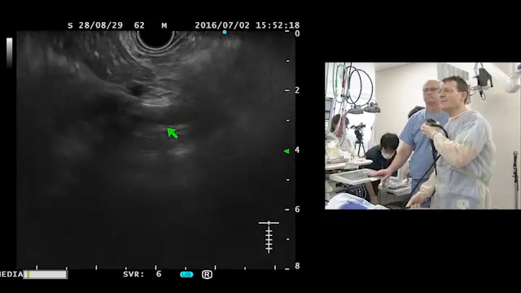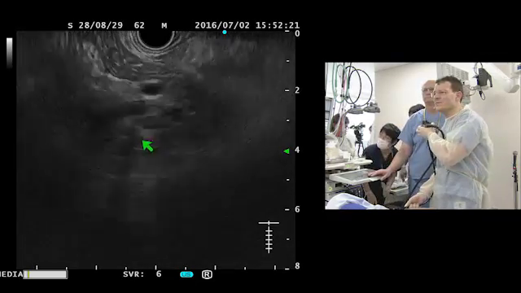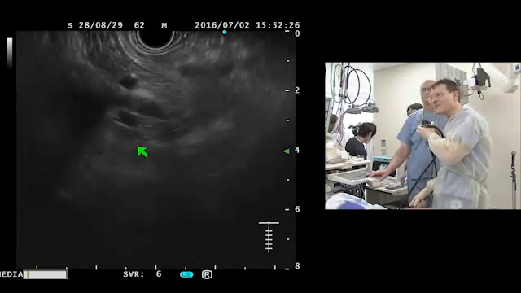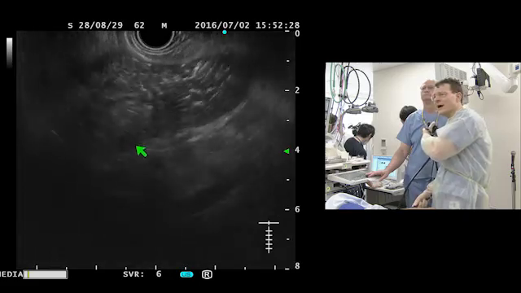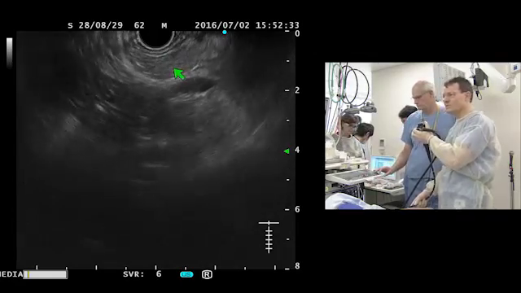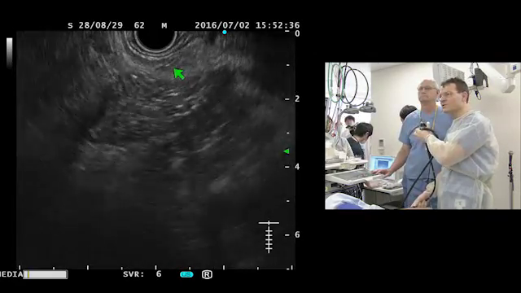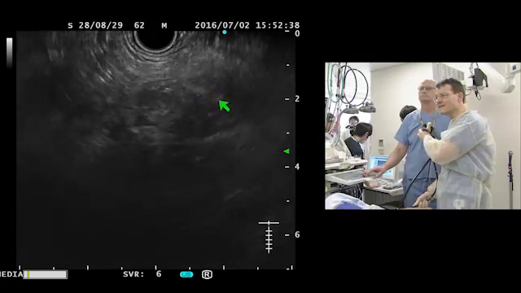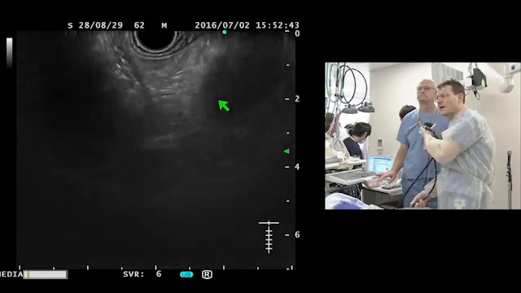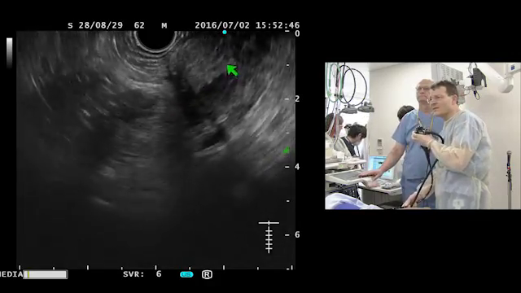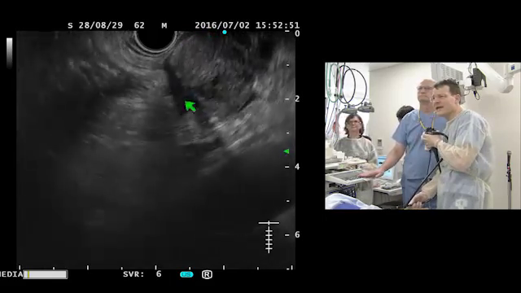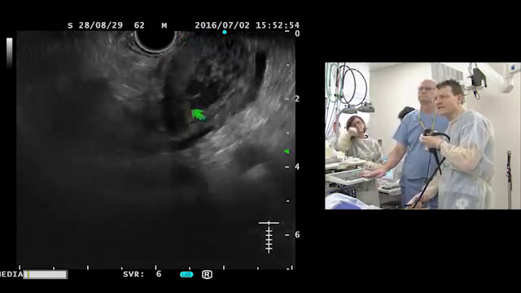And now I'm trying to trace the pancreas. The pancreas in the stomach goes a little bit up and to the left side. So I'm trying to pull out the scope a little bit, and you see my movements. I'm turning the scope clockwise while I'm retracting the scope. So this is the regular position of the pancreas. And here we see the lesion which appears here in the pancreatic corpus.